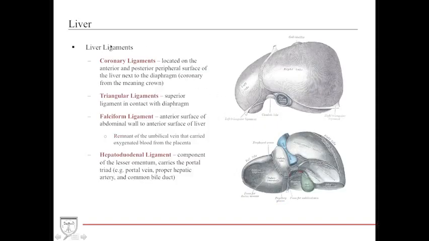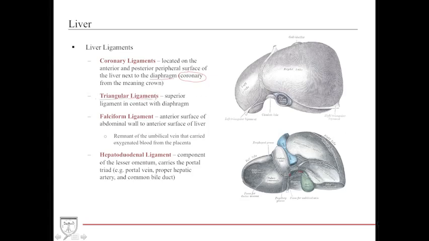So now we're going to discuss the liver ligaments. The liver ligaments are these fascial attachments to the liver. The coronary ligament is located on the anterior and posterior peripheral surface of the liver next to the diaphragm itself. As you may know, coronary comes from the word meaning crown. So the coronary kind of sits atop the liver, like a crown.